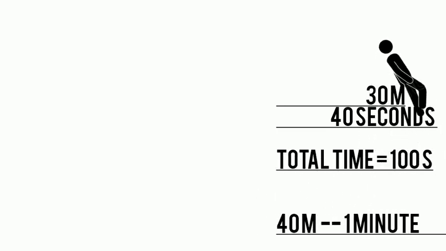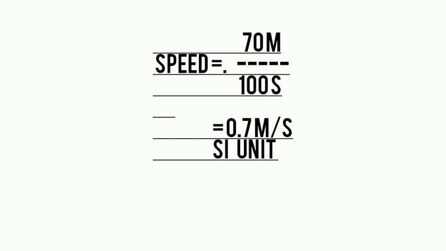Now let us say you took 1 minute 40 seconds to reach your friend's house. So how many seconds? 60 plus 40 is equal to 100 seconds. That is right. Now let us plug in the values and calculate your speed. So speed is going to be 70 meters divided by 100 seconds. That is 0.7 meters per second.